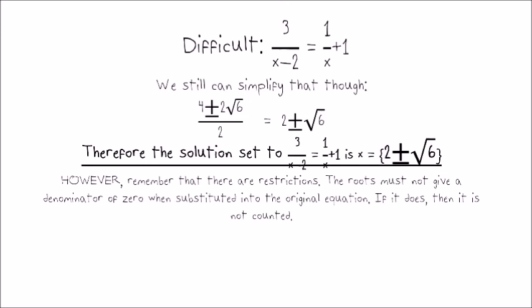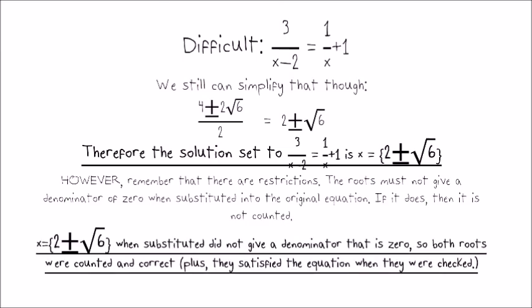However, remember that there are restrictions. The roots must not give a denominator of 0 when substituted into the original equation. If it does, it is not counted. X equals 2 plus minus square root of 6 when substituted did not give a denominator that is 0. So both roots were counted and correct. Plus, that solution set satisfied the equation when they were checked.